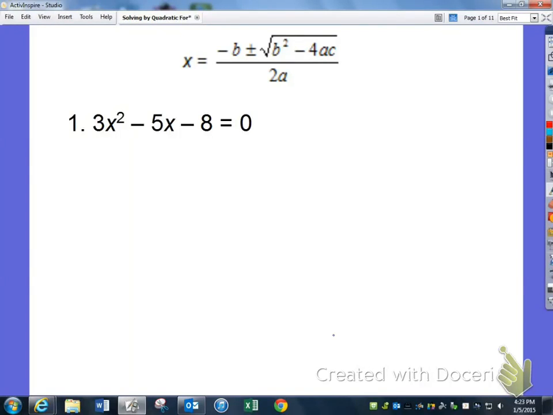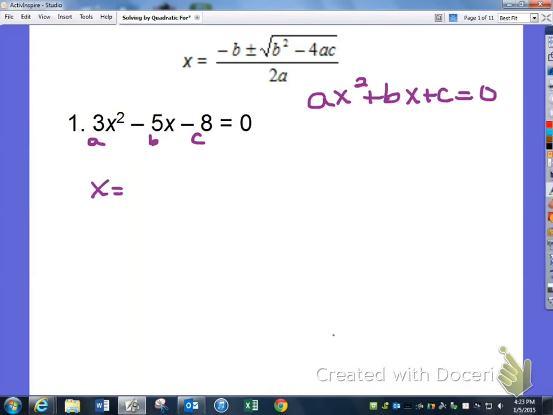Okay, we are learning how to use the quadratic formula, and all equations must be in the form ax squared plus bx plus c equals 0. So everything has to be to the left and 0 has to be on the right, which number 1 is. So your a is 3, your b is -5, and your c is -8. So all we're going to do is plug into the quadratic formula.